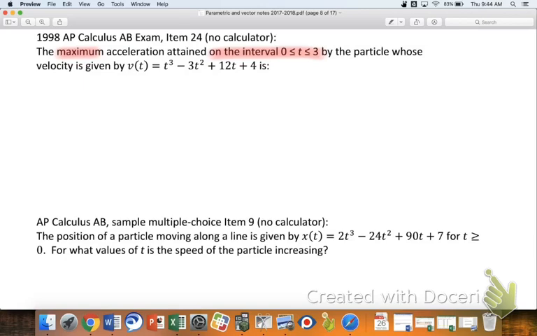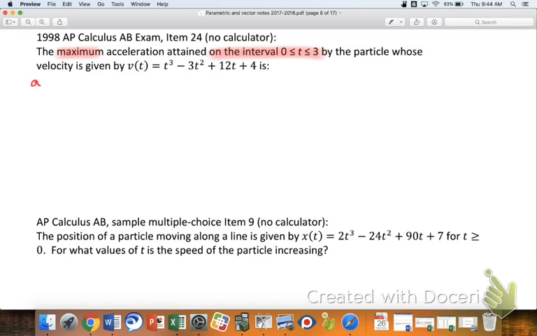We talked about this a little bit yesterday. Because you're given this closed interval with these endpoints, we're probably not going to be using any kind of first derivative or second derivative test strategy. We're going to be testing the endpoints and critical numbers and determining what the maximum acceleration is. So in order to do that, we need to have an acceleration function.